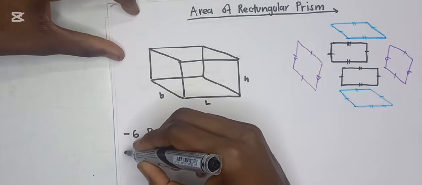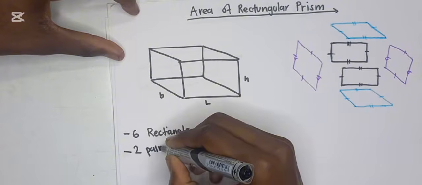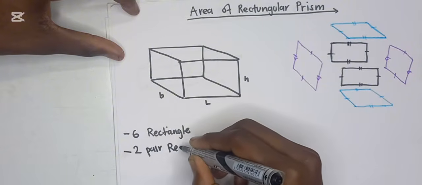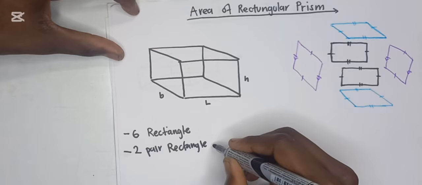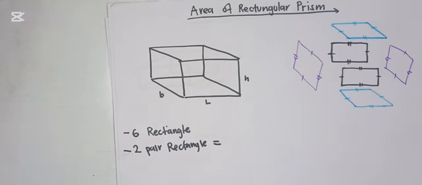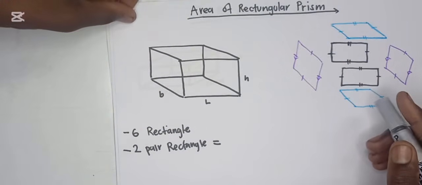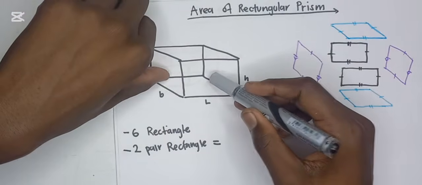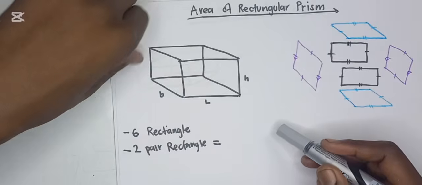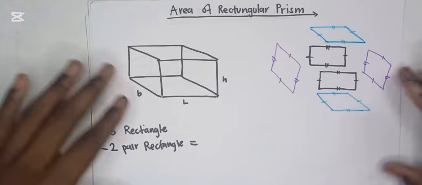And another thing that I want you to understand is that two pairs of the rectangles that are there are equal. Two pairs of the rectangles are equal. And I will show you right now what I mean. I tried my best to demonstrate the joining parts of this rectangular prism by using these illustrations. Let me explain what is going on here.